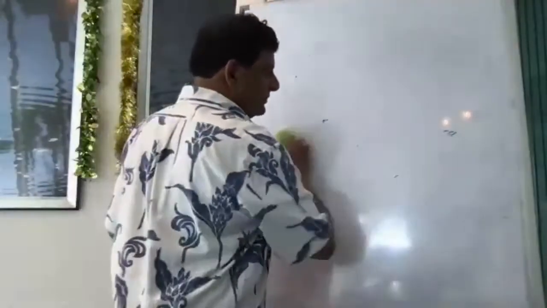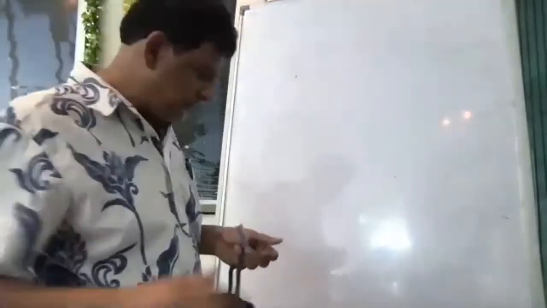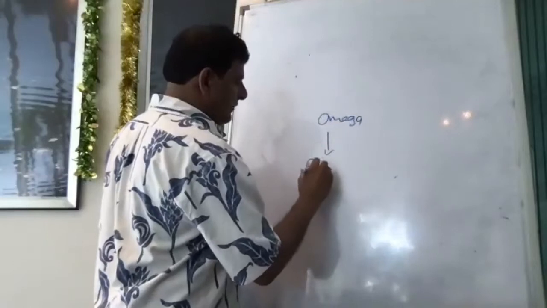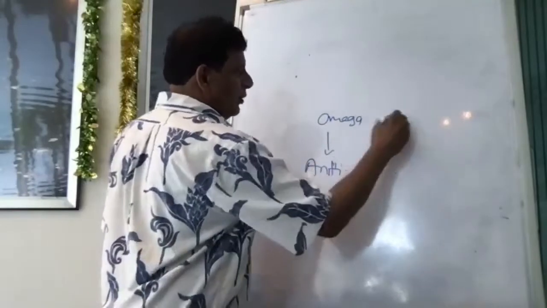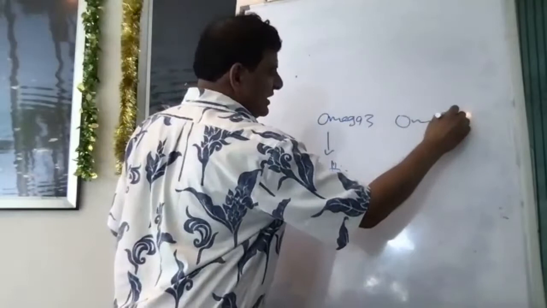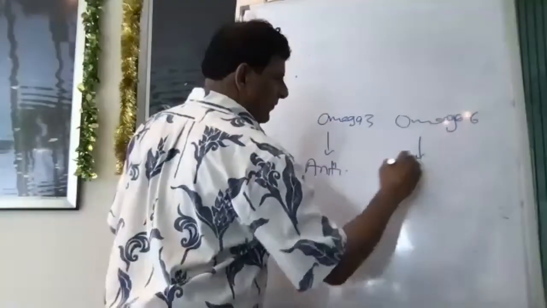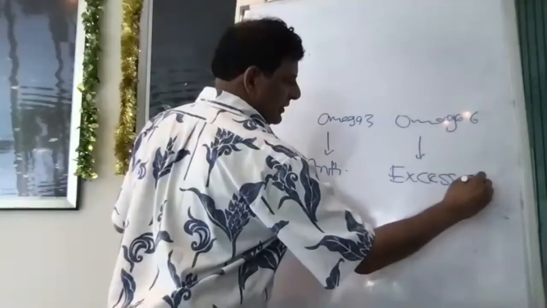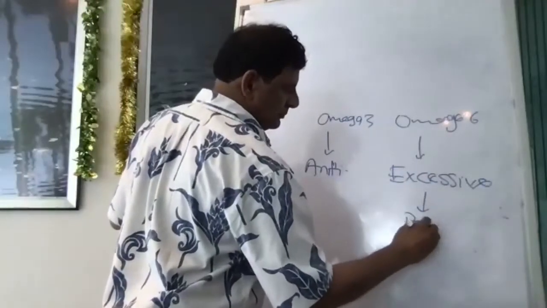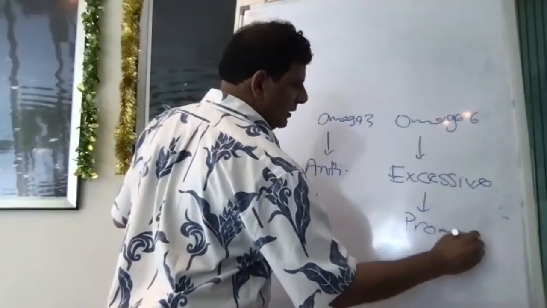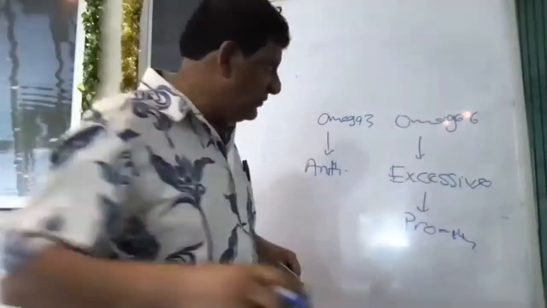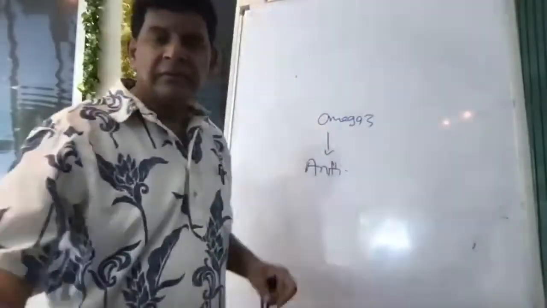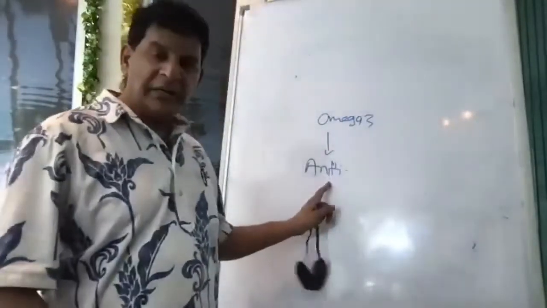Again, I'll re-emphasize this question. Omega-3 is anti-inflammation. Omega-6, if excessive, is pro-inflammation. So if you have a deficiency of this, you don't have this, it's not a problem because you're protected by anti-inflammation.